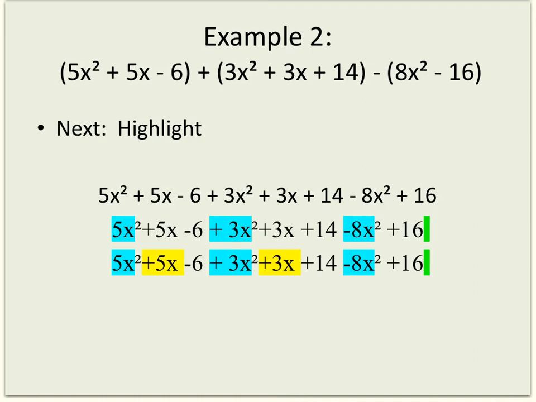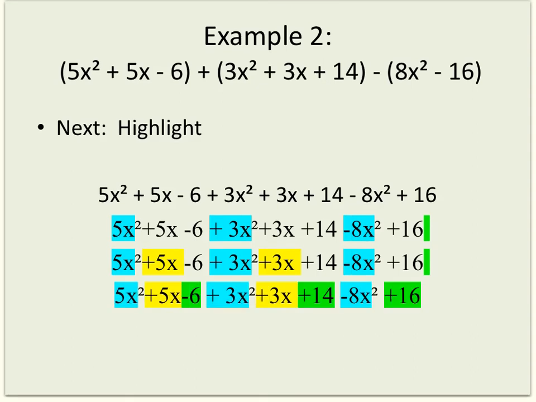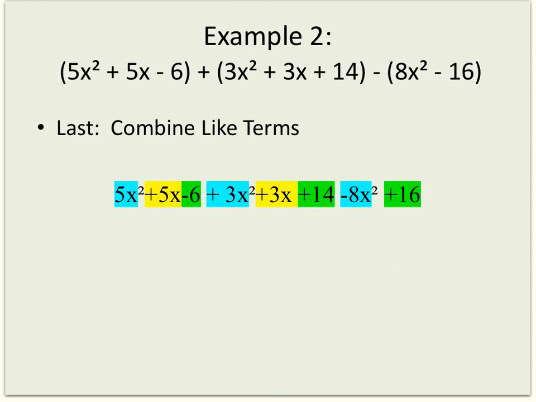All that's left to highlight now are my terms with no variables. I'm going to highlight those green. That's where my green comes in. Now that I've got all of my different terms highlighted, I can combine all of the different colors. Each of the like terms are distinguished by color, so group them.